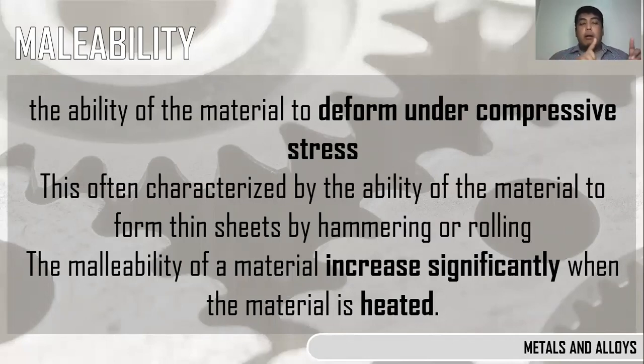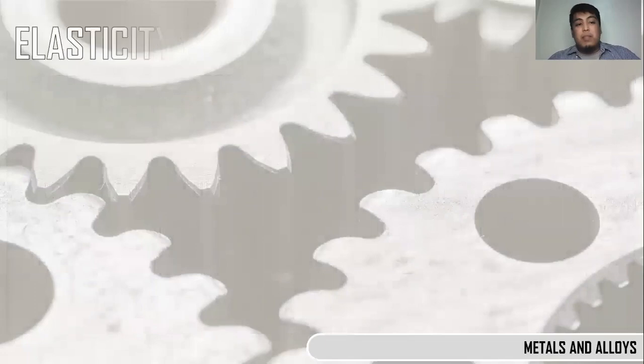Now, take note, malleability and ductility is the ability to be deformed. Kapag ang isang material hard and brittle, di ba, mabibreak lang yung material. That's why they are very much related to your plasticity. Okay? So ulitin natin, the malleability of the material increases significantly when material is heated. Okay? Now let's talk about elasticity.